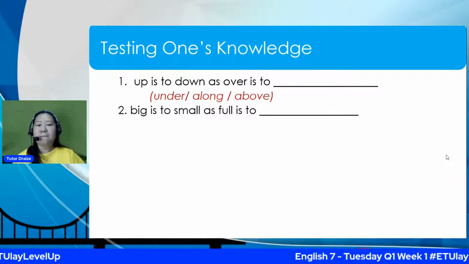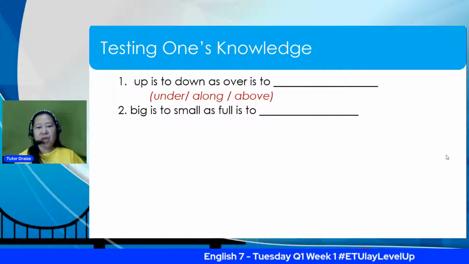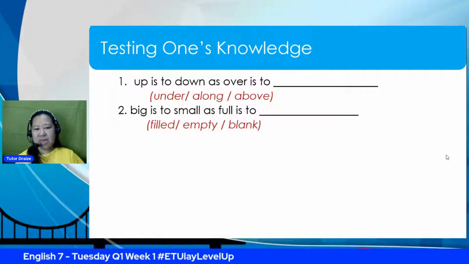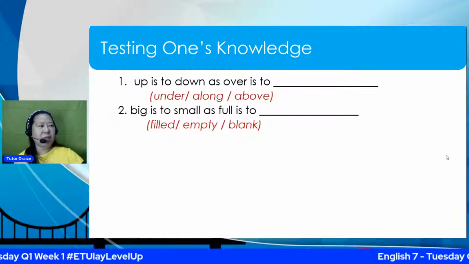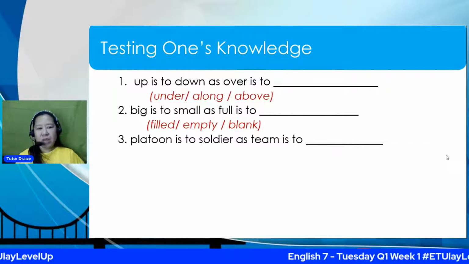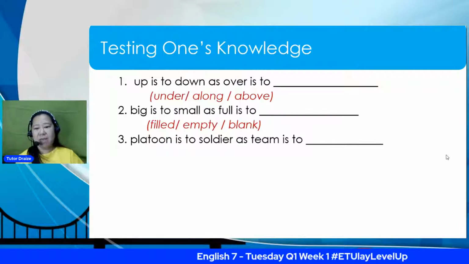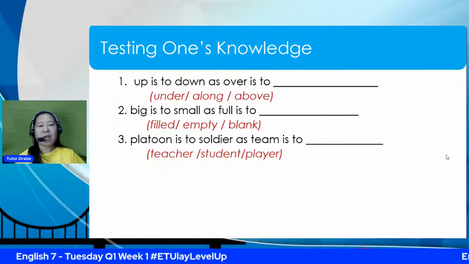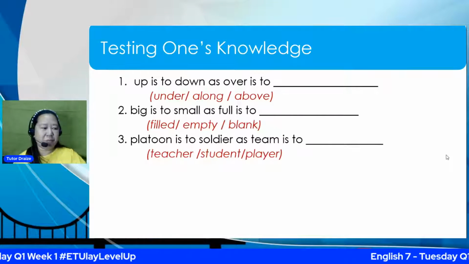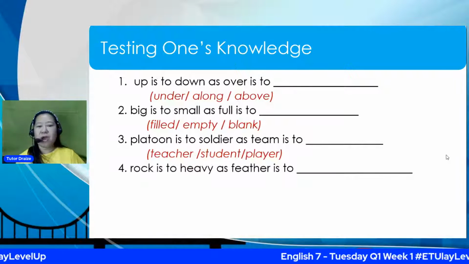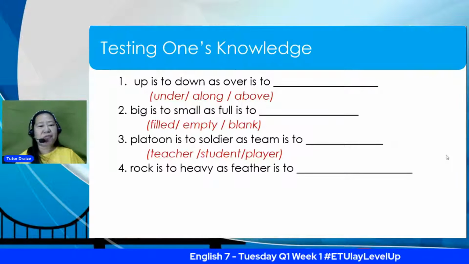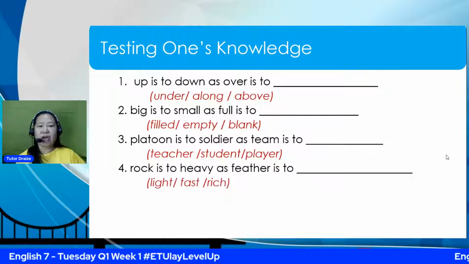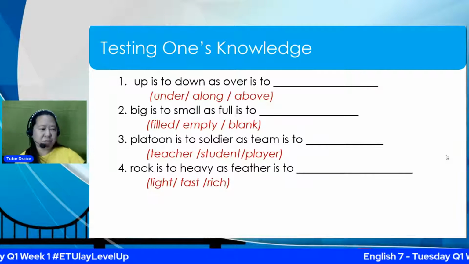Number two, big is to small as full is to blank. The choices are filled, empty, or blank. Number three, platoon is to soldier as team is to blank. Choices: teacher, student, or player? Number four, rock is to heavy as feather is to blank. Choices are light, fast, or rich.